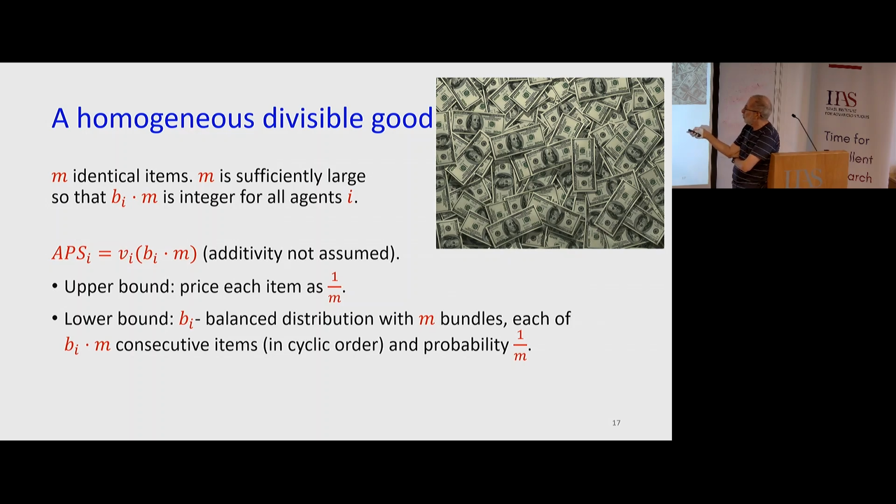So how do you see that you cannot get more? You can price each item at 1/n, and you can afford then exactly pi times n items, so you cannot get more. And for a lower bound, you have to show a pi-balanced distribution with n bundles.